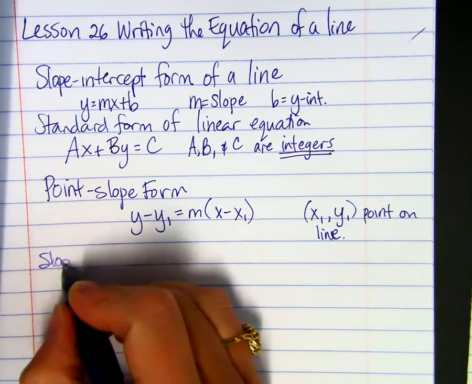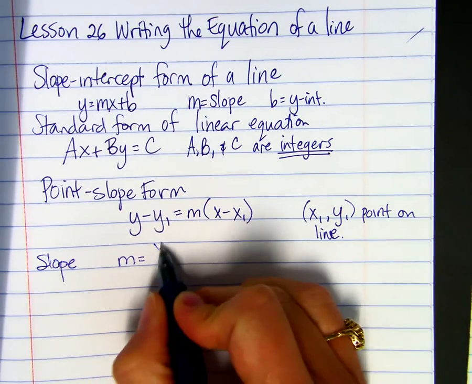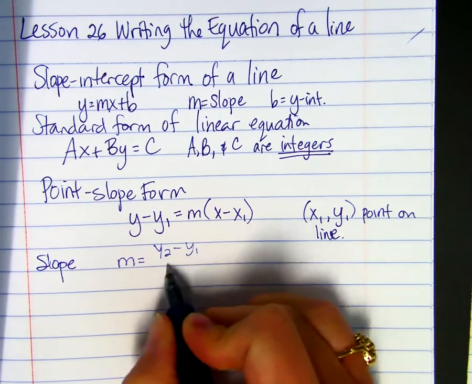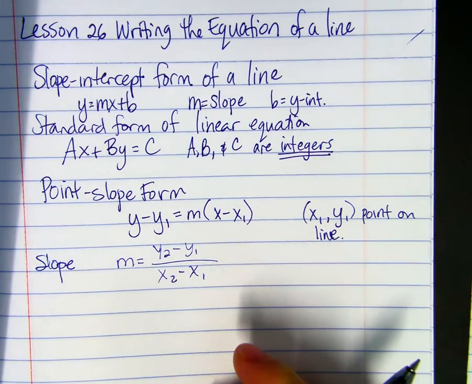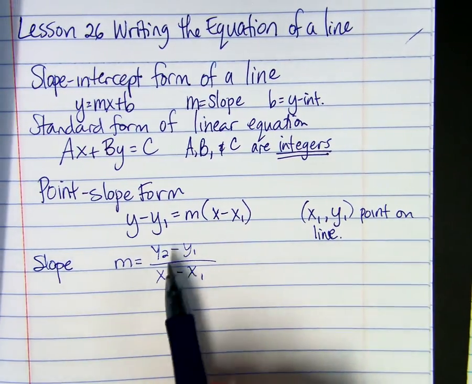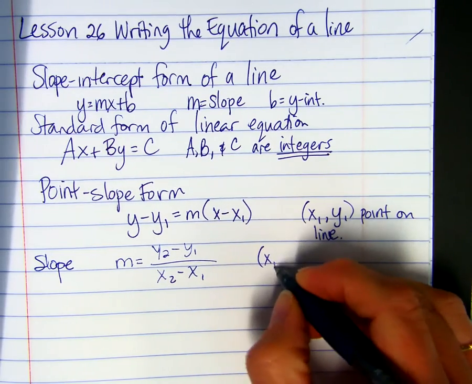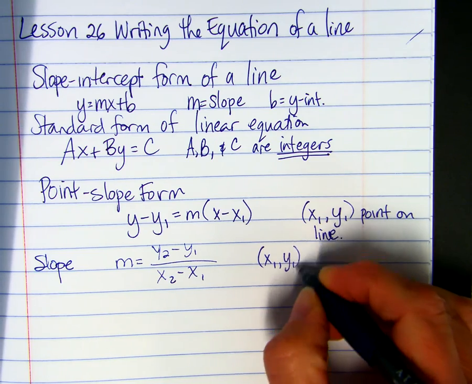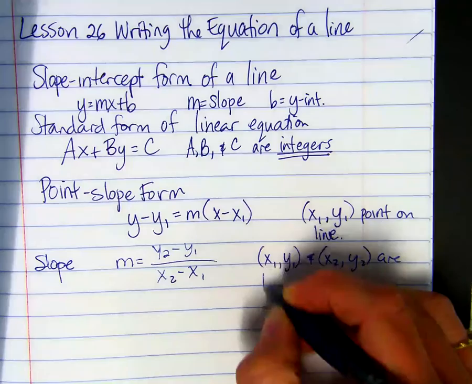So the equation to find the slope is y sub 2 minus y sub 1 over x sub 2 minus x sub 1, where x sub 1, y sub 1 and x sub 2, y sub 2 are points on the line. We already know this because you have to find slope all the time.